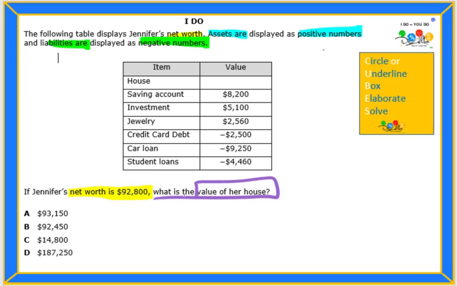So this is a net worth question, but they're not asking us exactly for the net worth. They have already given us the net worth. Our job is to figure out the value of the house. So let's go ahead and write down what we know about net worth. We know that the net worth is equal to all the assets minus all the liabilities.